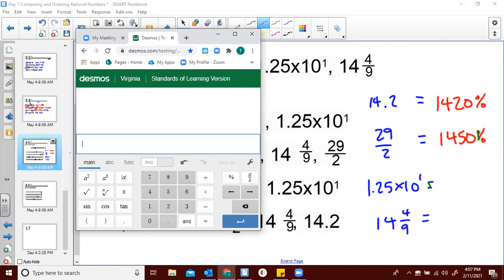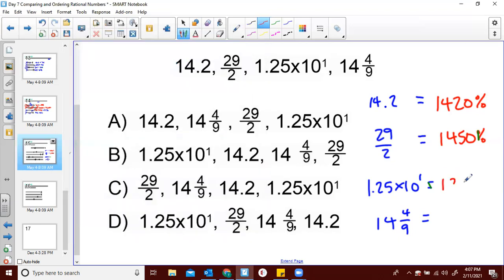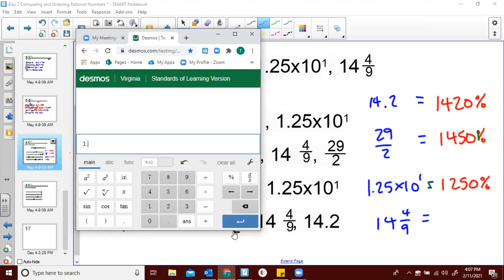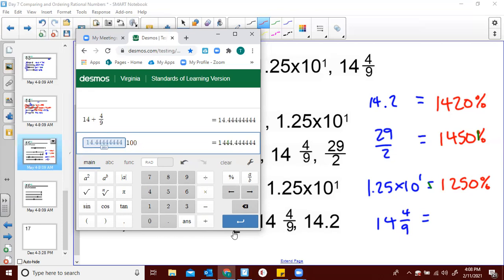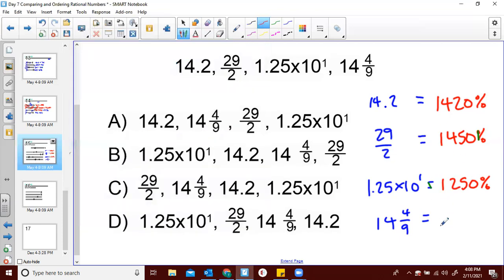All right. Scientific number 1.25 times 10 to the 1. And I hit enter, hit my answer. Don't forget to multiply by 100, and I get 1,250%. And last but not least, this one's a little tricky because it's a mixed fraction. So you have to remember to add. So we're going to add our 4 divided by 9. So you really have to put that plus sign in there for this to work. Multiply that by 100, and I'm going to go ahead and round to the nearest percent. So it's 1,444%.